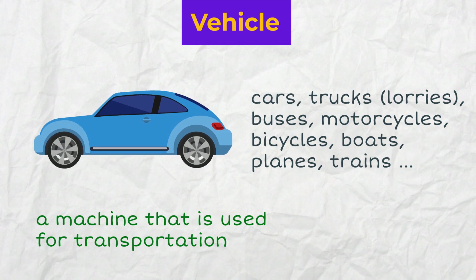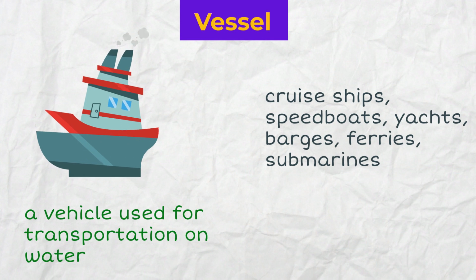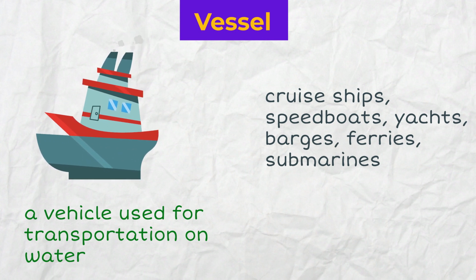One of the most common words associated with transport is vehicle. A vehicle is a machine that is used for transportation. Some common types of vehicles include cars, trucks, buses, motorcycles, bicycles, boats, planes and trains. In British English, a truck is sometimes called a lorry. A vessel is a term that is most commonly used to refer to boats or ships that are used for transportation on water. So it's also a type of vehicle: cruise ships, speedboats, yachts, barges, ferries, submarines.